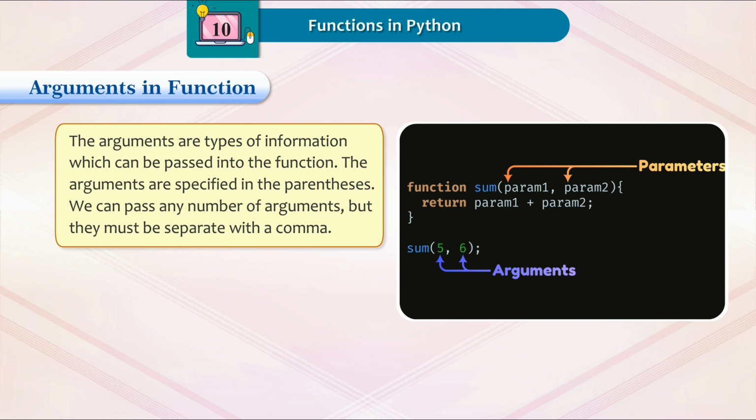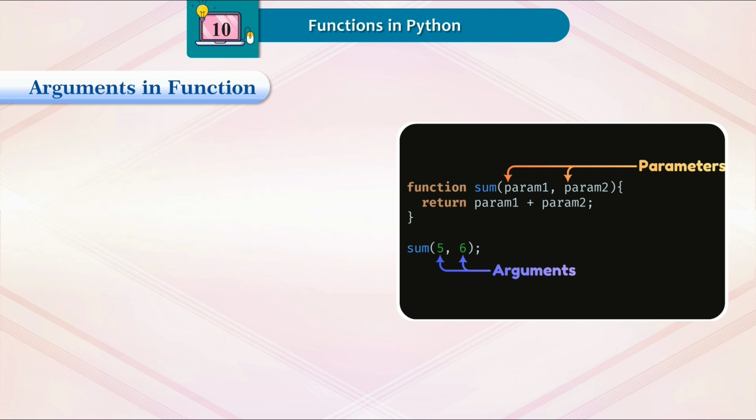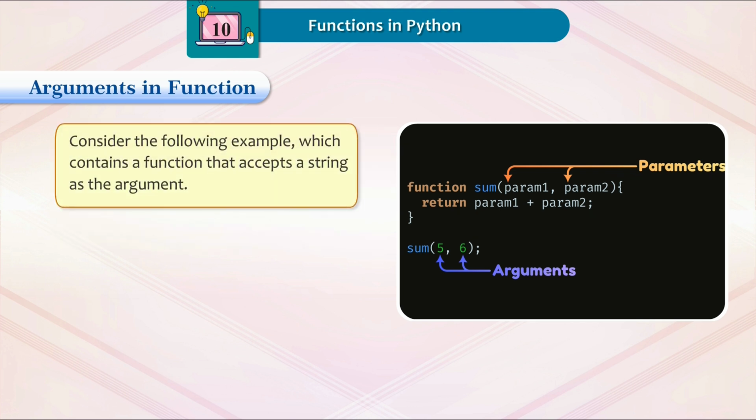Arguments in function. The arguments are types of information which can be passed into the function. The arguments are specified in the parentheses. We can pass any number of arguments, but they must be separated with a comma. Consider the following example, which contains a function that accepts a string as the argument.